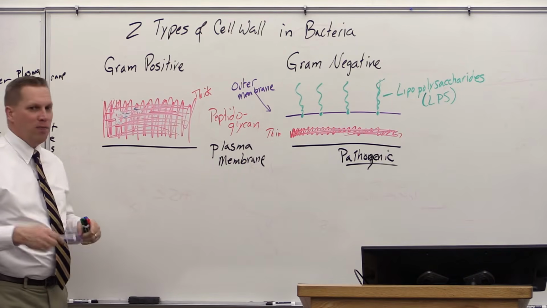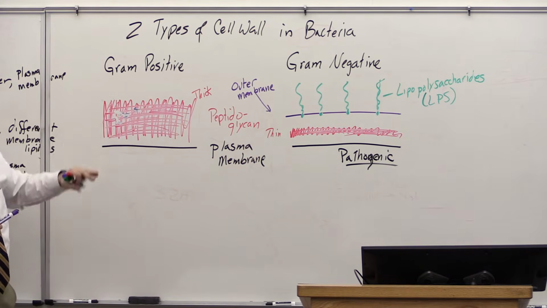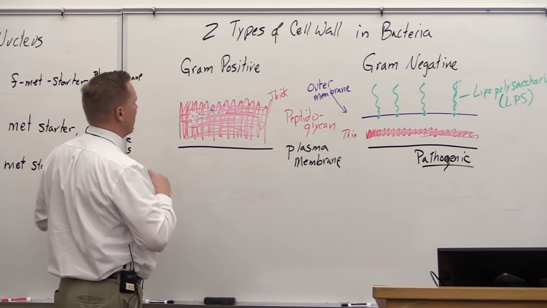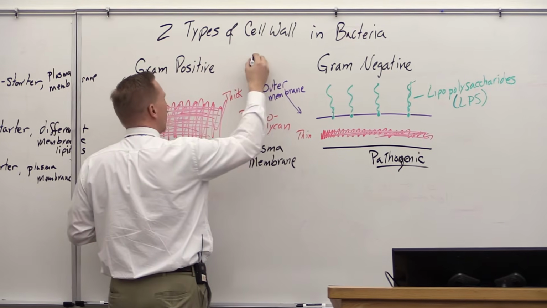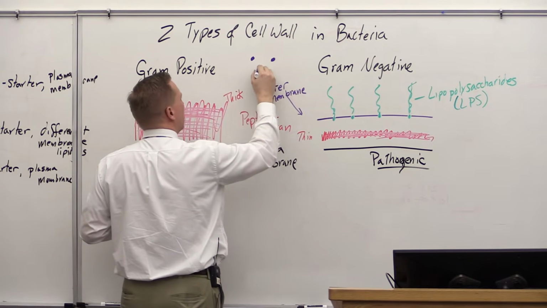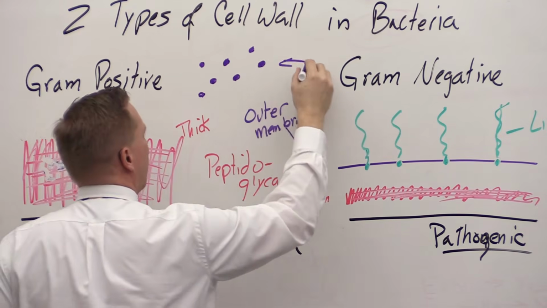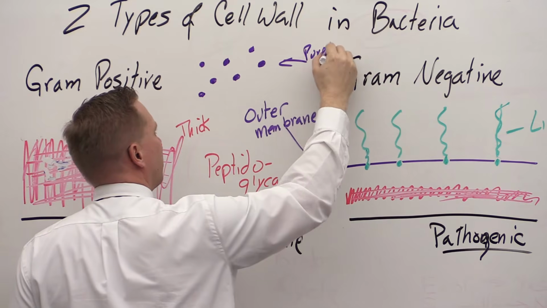One of the things that helps me remember these structures and how I draw them is to look at the gram stain itself. The gram stain is actually purple dye molecules.